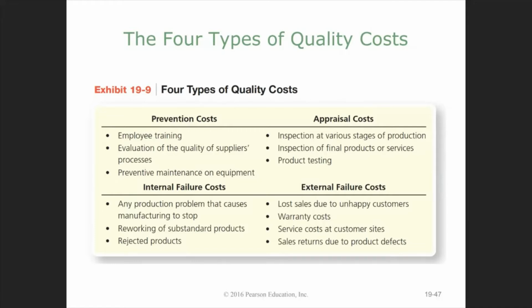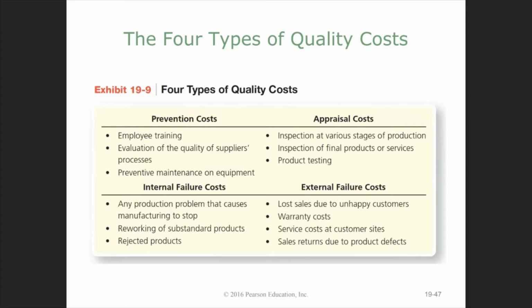Then we've got our internal and our external failure cost. So with internal failure cost, any production problem that causes manufacturing to stop, anything. So, kind of like going back to that preventative maintenance. Machine broke down, everything stops. Reworking of standard products. You have some rejected products. So anything that makes the production stop, that's an internal failure.